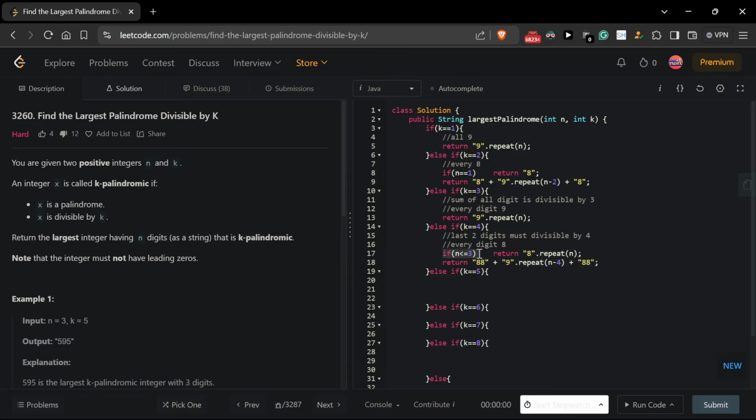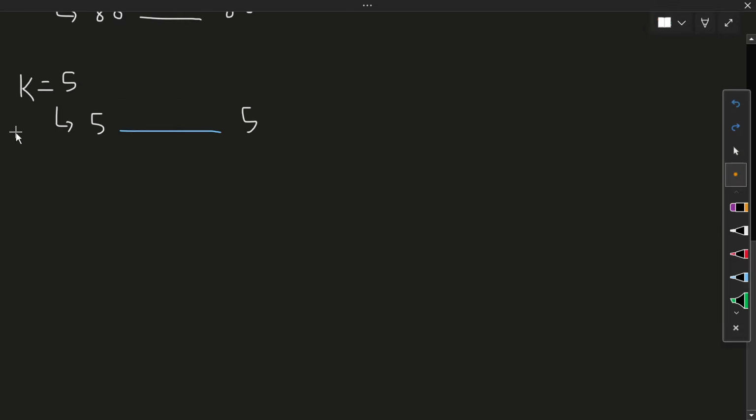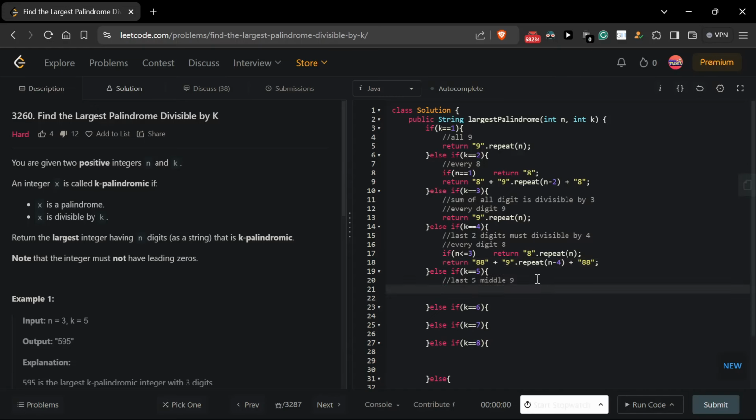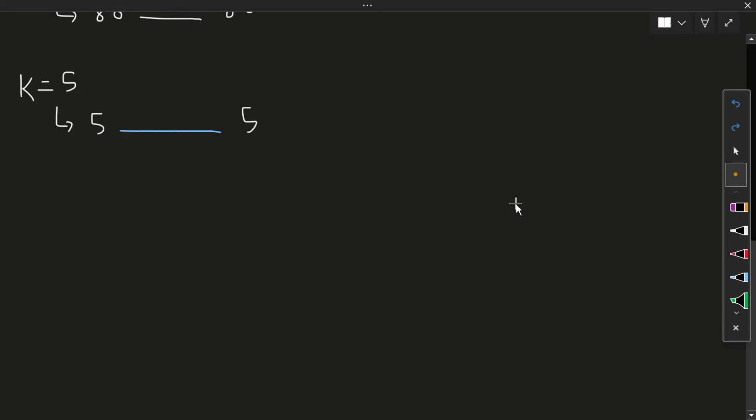So if our n is less than or equal to 3, then we repeat 8 n times, whatever the n may be. We have filled the last two values and the front two values, so we have utilized 4 slots. Then I have to subtract 4 from n. Then we have 5. The divisibility rule for 5 is that the last digit must be divisible by 5. So the last value is 5 and the middle values will be 9. That's all.